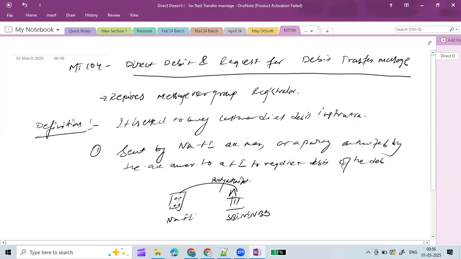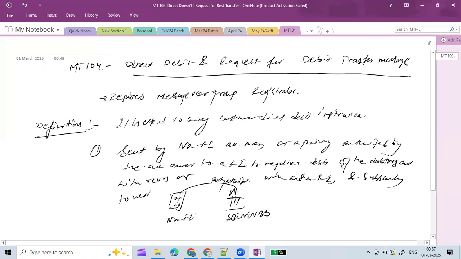of the debtor's account with the receiver or with another financial institution, and subsequently to credit the creditor's account maintained by the receiver or one of its branches.